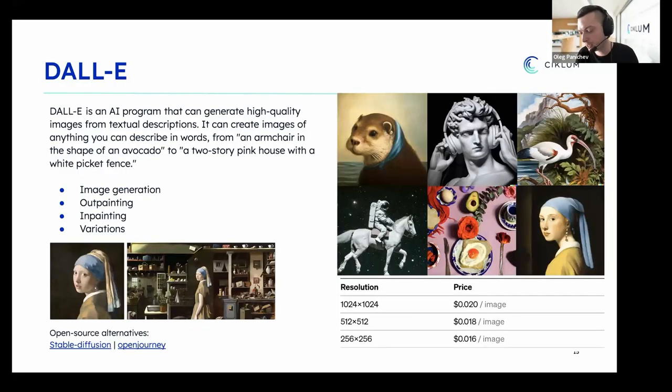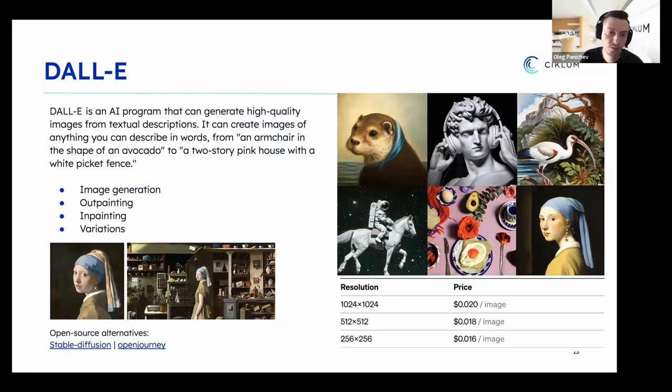So I think that's it I had about the GPT models. Let's move on to other products and services, as OpenAI has more to show. Another very popular product is DALL-E. DALL-E is a neural network that can generate high quality images based on your text descriptions. Basically, it can create images of anything based on your descriptions.